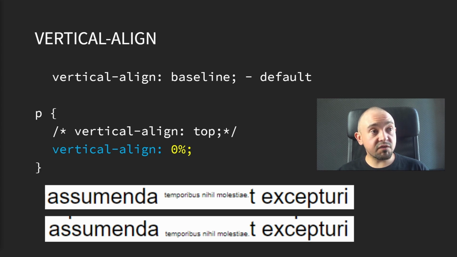We won't use the vertical align property very often, but it's worth knowing. Its default value is baseline. This is useful when we have the elements of different sizes in one line, and we want to align them to the bottom or the top of the line, as you can see on this slide.